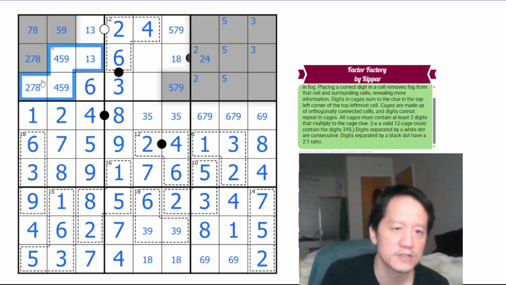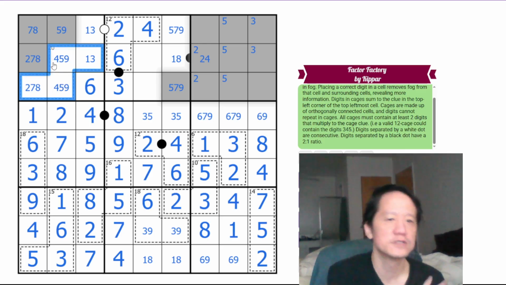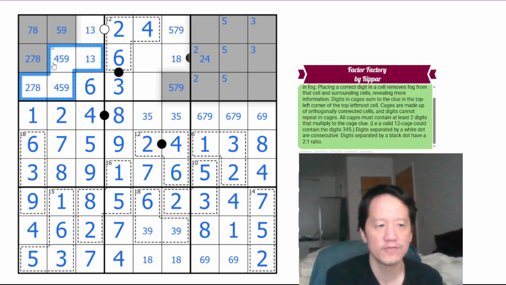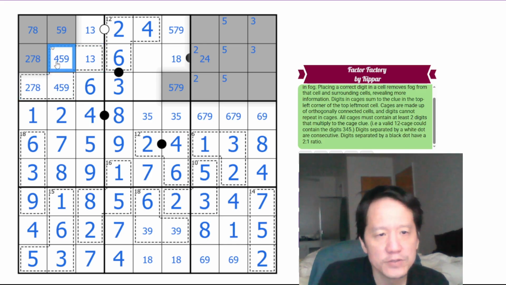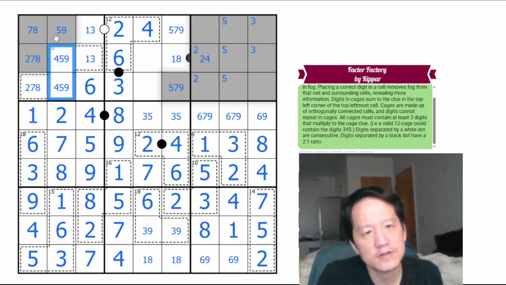This multiplies to 20 with 2 digits. It can only be 4 and 5. You can't have anything else there. So this is 4 and 5. Therefore, this must be a 9.